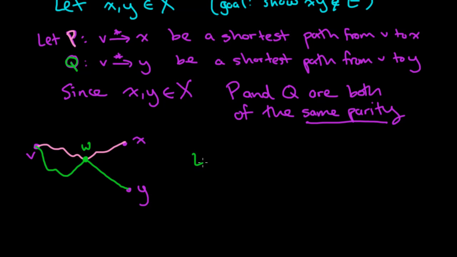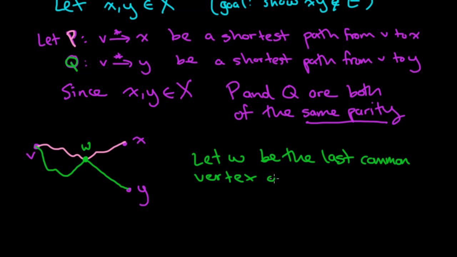So let W be the last common vertex of P and Q. We know that there is a common vertex of P and Q, in particular V is common. And if there are no others, then V is W. But we want to let W be the very, very last one that they have in common.